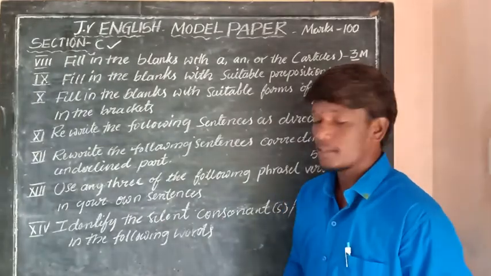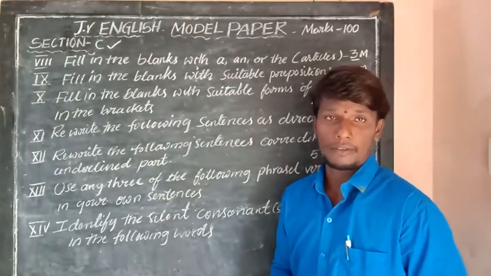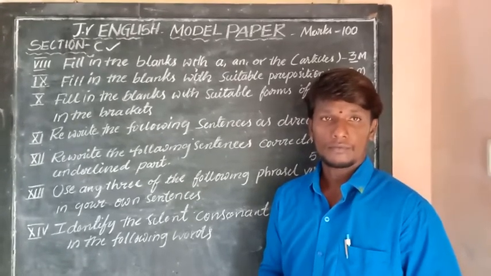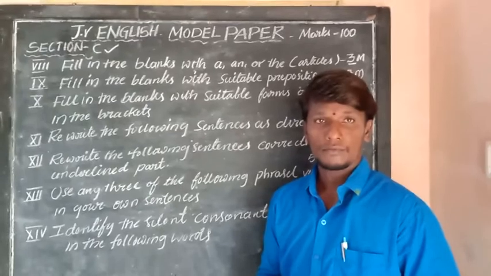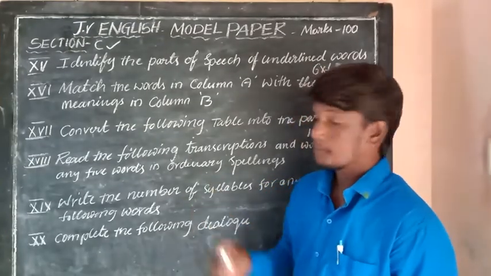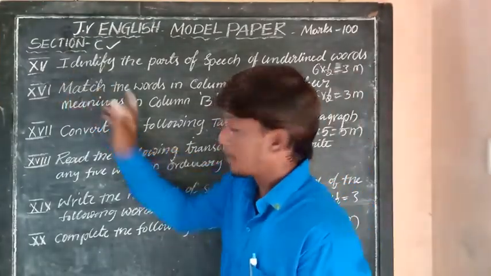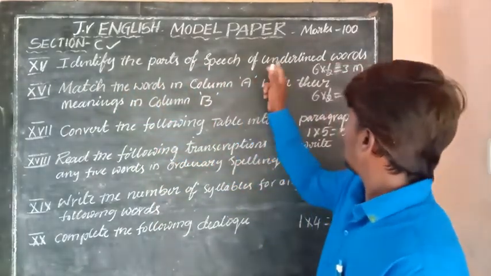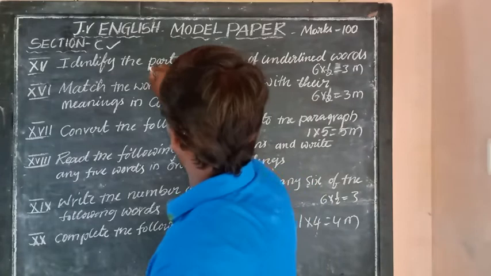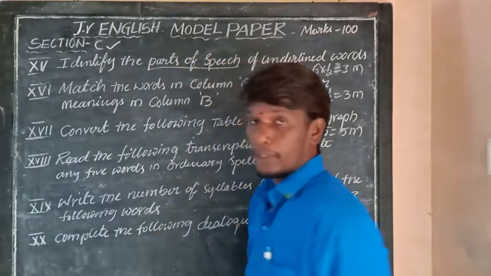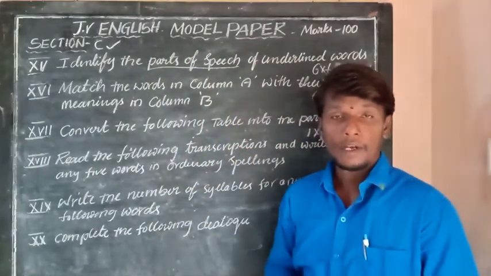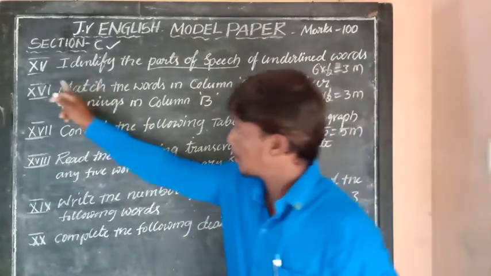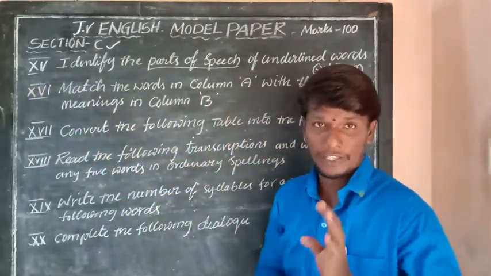Now let's move on and talk about question number 15. Roman number 15 is identify the parts of speech of the underlined words. So this is another grammar topic, parts of speech. Parts of speech is tested under question number 15, section C.